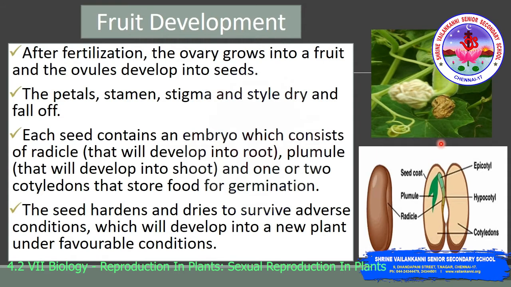And each seed contains an embryo which consists of a radicle that will develop into a root and a plumule that will develop into a shoot. And also the seeds will have one or two cotyledons that store the food for germination. The seed eventually hardens and dries to survive adverse conditions, and will develop into a new plant under favorable conditions.